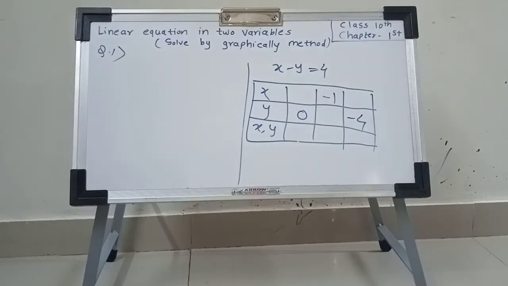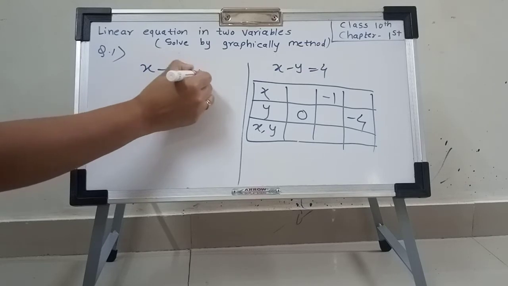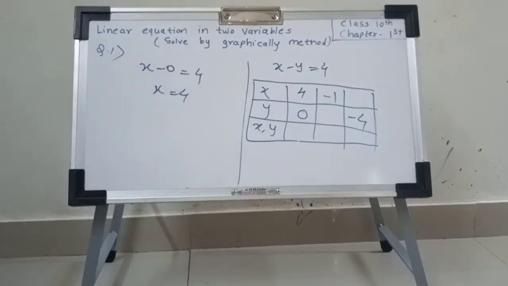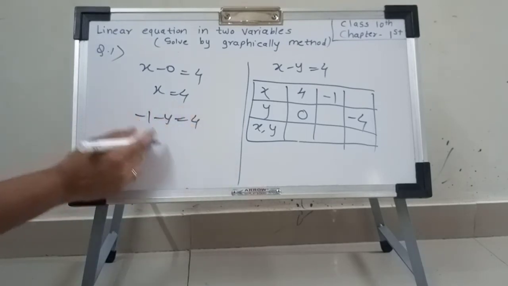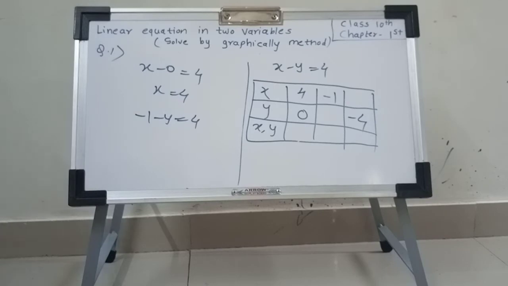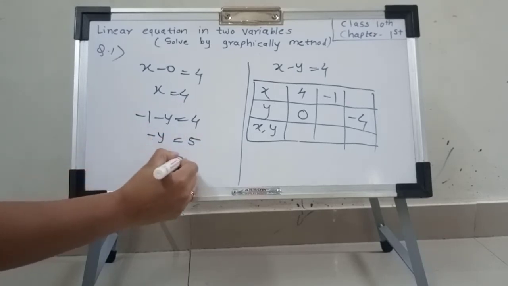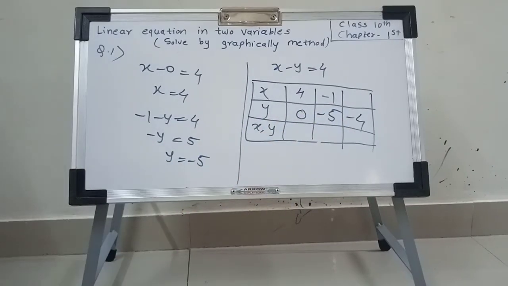When y is 0, put this value in the equation: x minus 0 is equal to 4, means x is equal to 4. When x is equal to minus 1: minus 1 minus y is equal to 4. Take minus 1 to this side, plus 1: 4 plus 1, 5. Minus y is equal to 5, that means y is equal to minus 5.